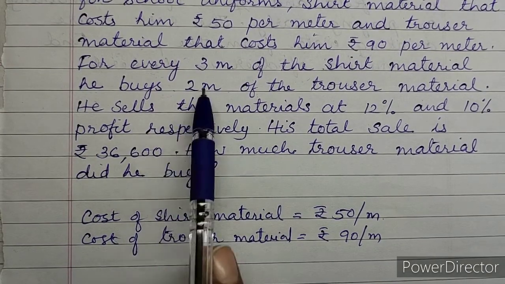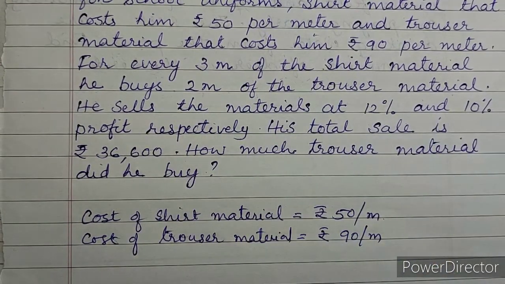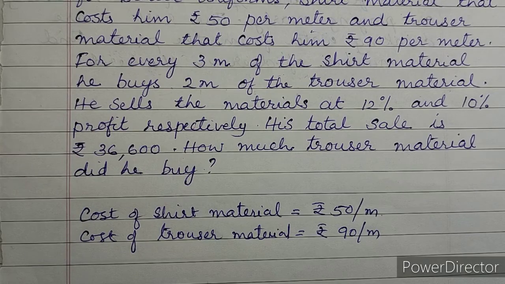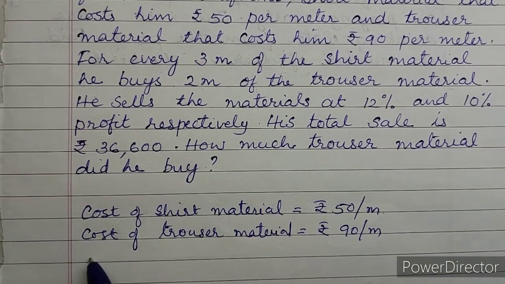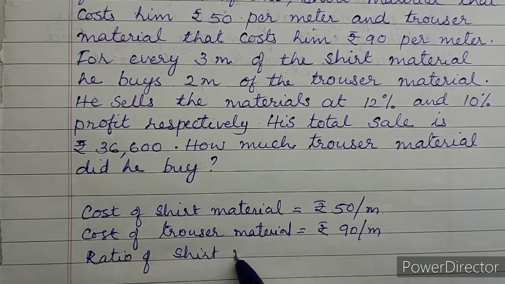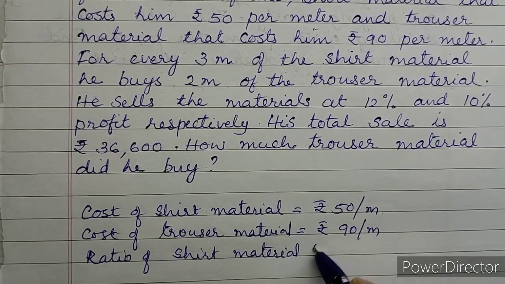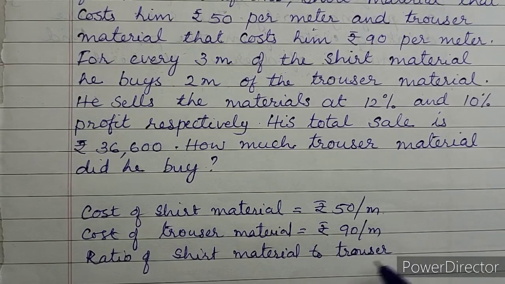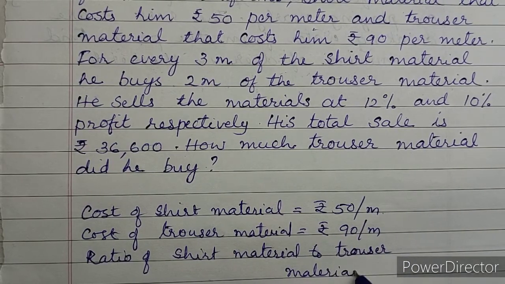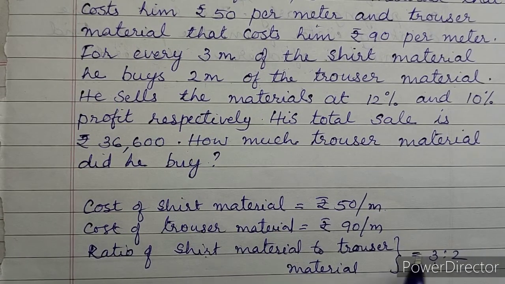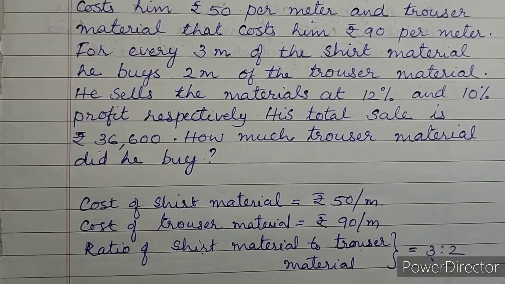Now, for every 3 meter of shirt material, he buys 2 meter of trouser material. So that means the ratio of shirt material and trouser material is given. So you can write it as ratio only. Ratio of shirt material to trouser material equals 3:2. So for every 3 meter shirt material, 2 meter trouser material he has to buy.